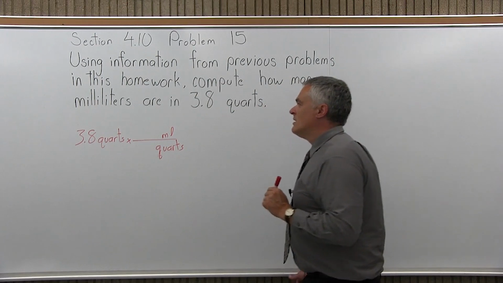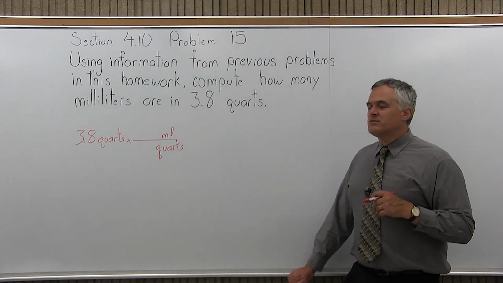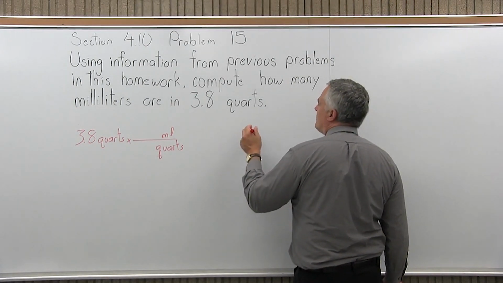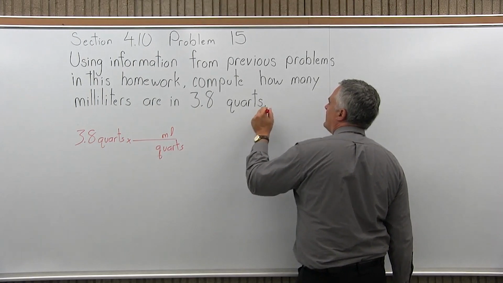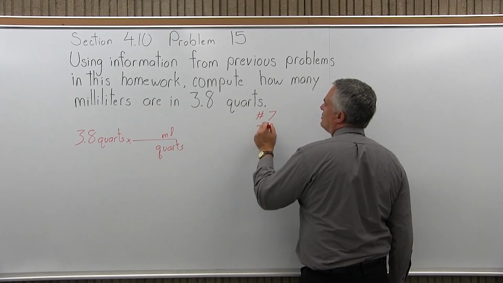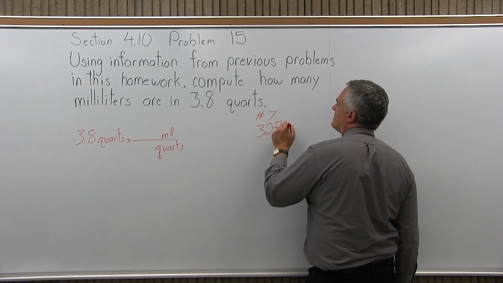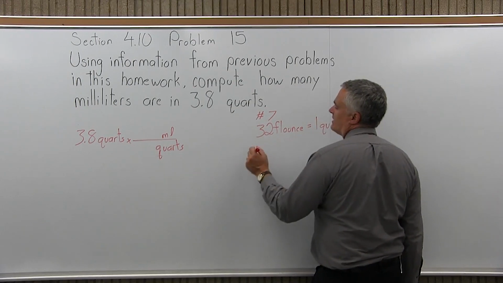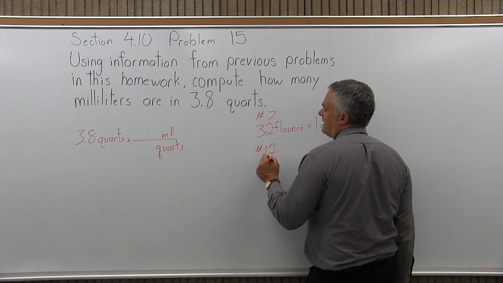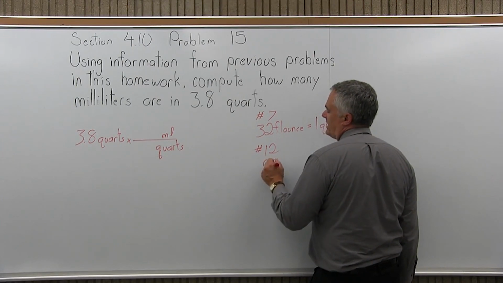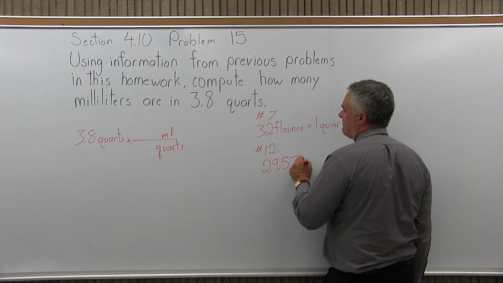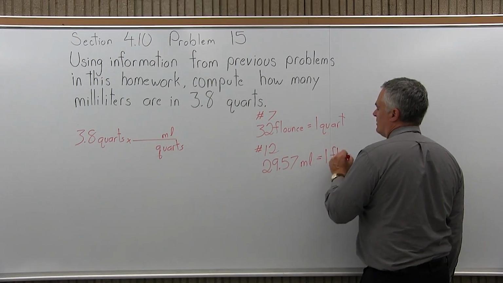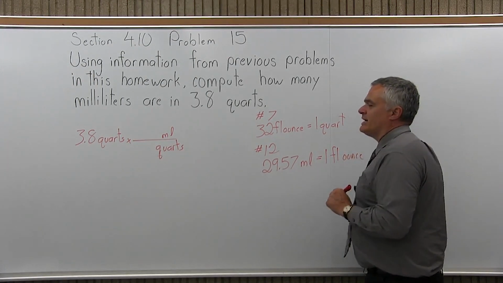Now it says using information from previous problems. So as you look back in the problems and you're looking for things with milliliters, quarts, and all that, I do find in problem number 7, it says that there are 32 fluid ounces equals 1 quart. And then in problem 12, it tells me that 29.57 milliliters, which I'll abbreviate, is equal to 1 fluid ounce. And again, I abbreviate a little bit. So that's the given information.